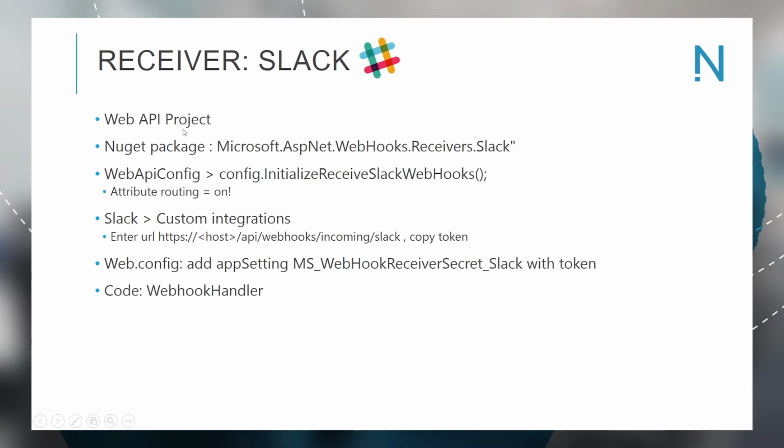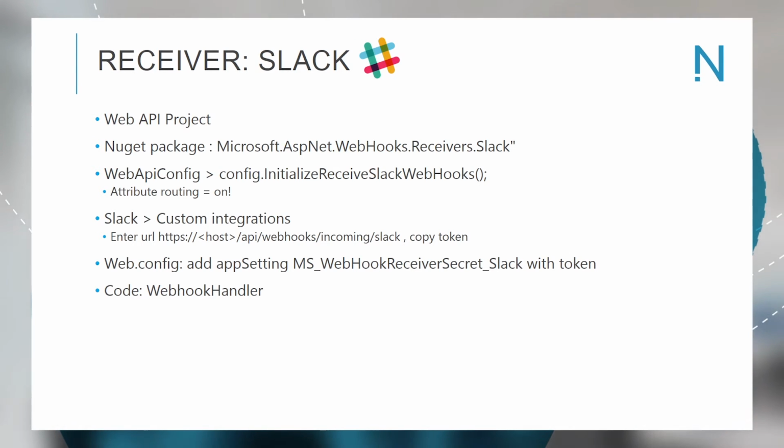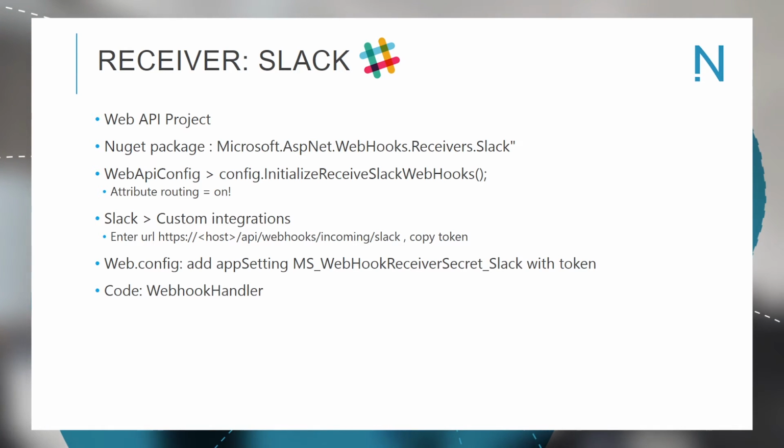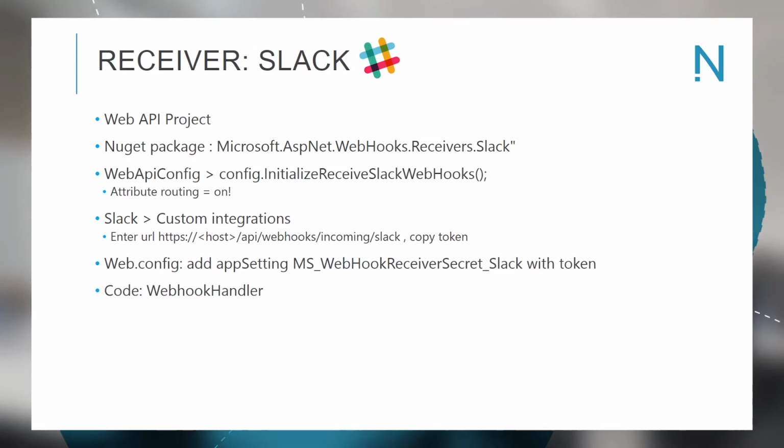For each receiver in ASP.NET Webhooks, you have a web API project. You have a NuGet package specific for that receiver. You have to remember to put attribute routing on and to use the config to initialize your receiver. Within Slack, you have to hook this up. You will have a secret which you can use in the hookup, so in the integration part in Slack. And then you have, of course, your code where you want to do something with this message.